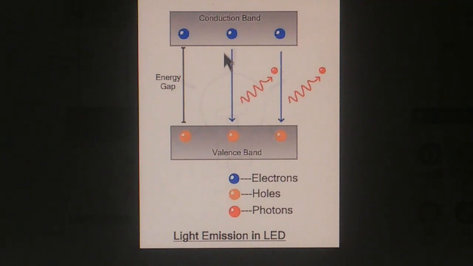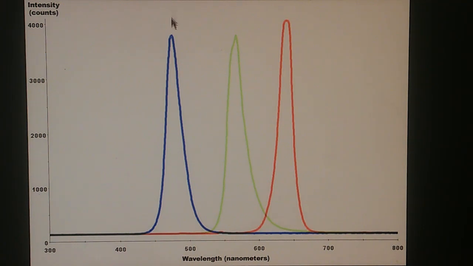And the wider the energy gap, the higher the energy. So a relatively narrow gap would give you a red color, a little bit wider gap would give you a green, and a very wide gap will result in a blue LED. So LEDs produce a very narrow band of frequencies and therefore a specific color. So we can manufacture red LEDs, green LEDs, and blue LEDs. But how do we make a white LED?